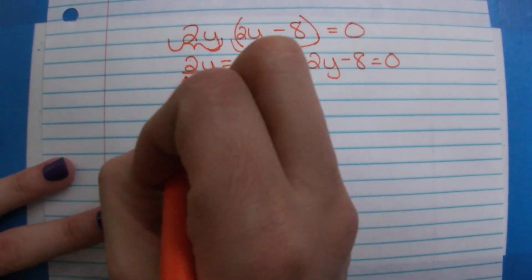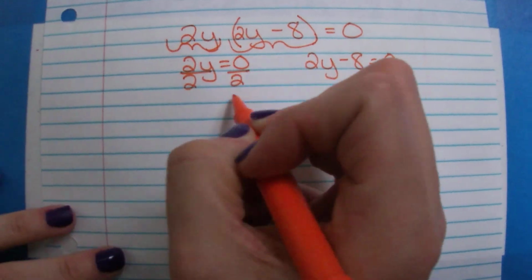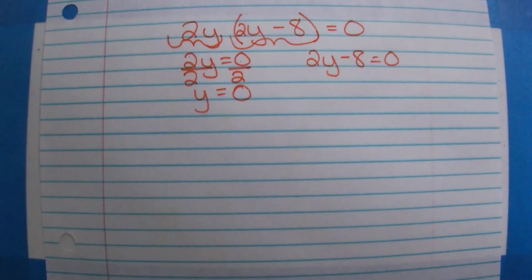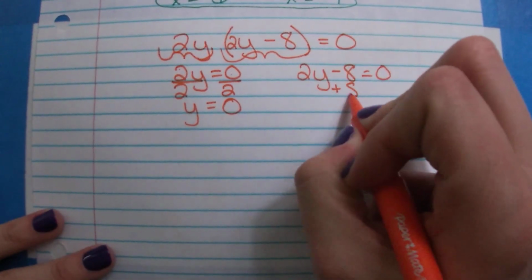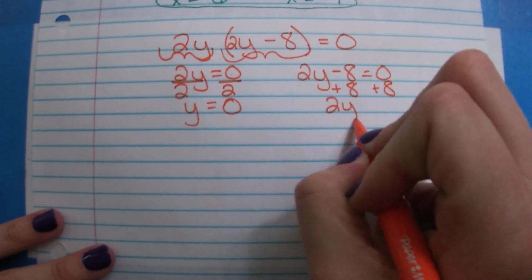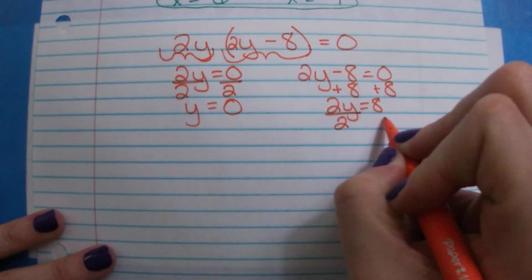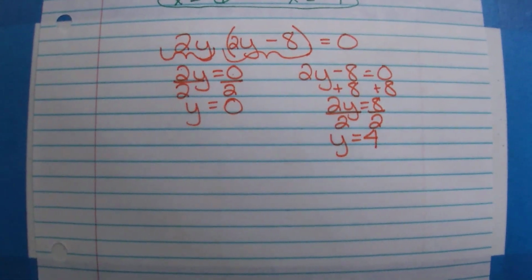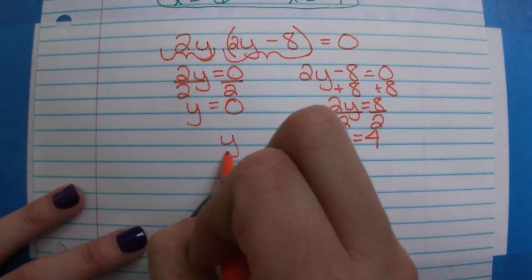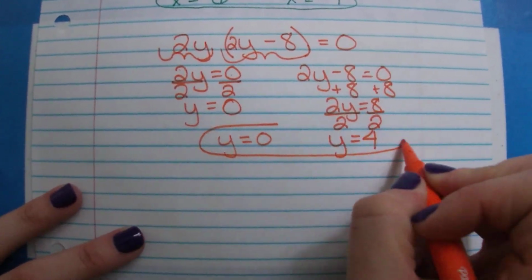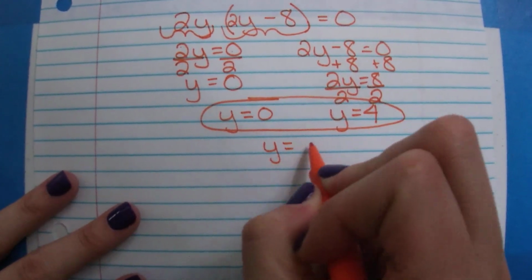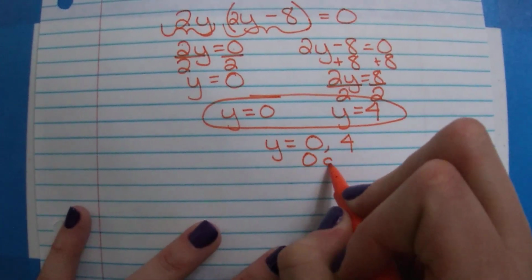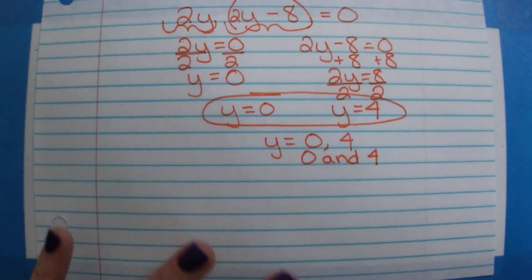So this first one, we're just undoing multiplication with division. Be careful on this one, guys. 0 divided by 2 is 0. Okay, over here we have a 2-step, so we'll undo subtraction with addition. We'll divide by 2. y equals 4, and so we have two answers once again: y equals 0, and y equals 4. And we could write these together. We'd probably just see an answer like 0, 4, or something that says 0 and 4. That's what we would see in multiple choice.